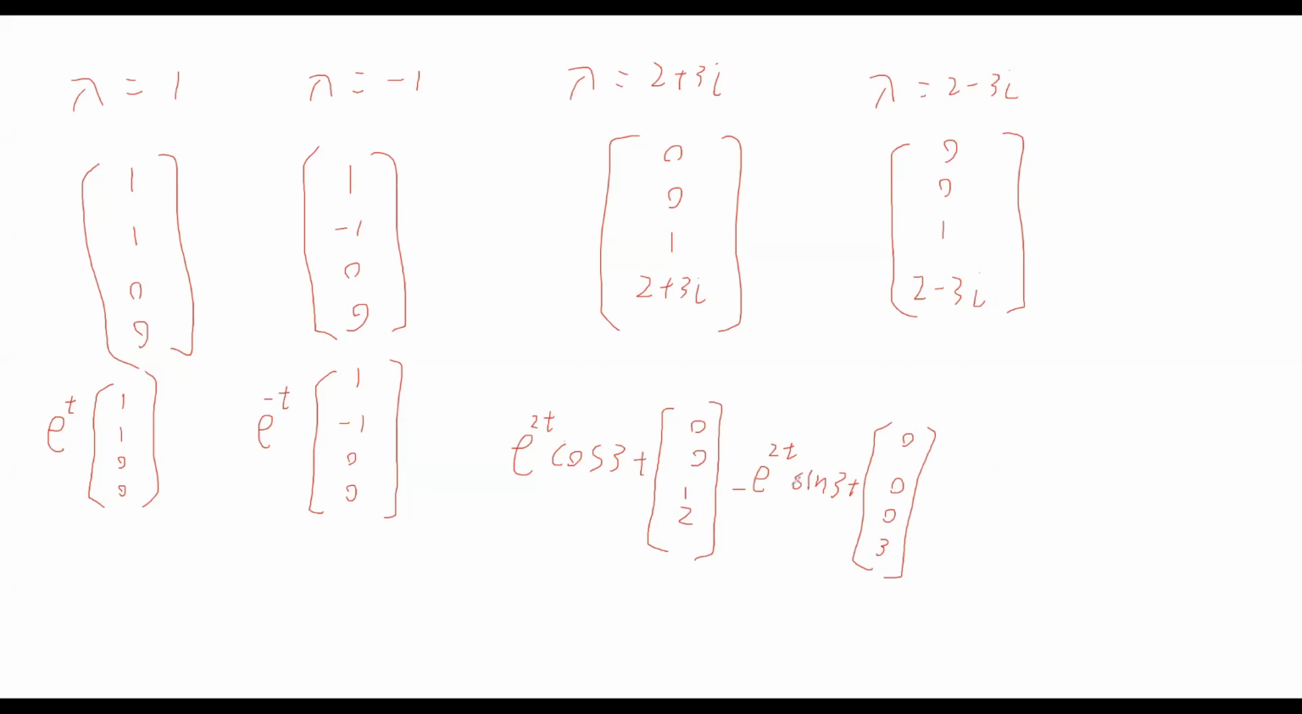Okay, so that's all for this one, and let's work on the last one. That is e to the 2t sine beta, so 3t, times a, 0, 0, 1, 2, plus e to the 2t cosine 3t times b, so 0, 0, 0, 3.